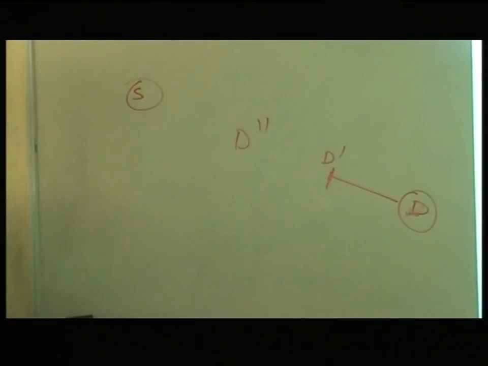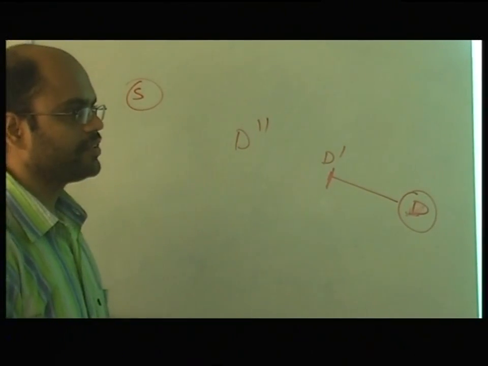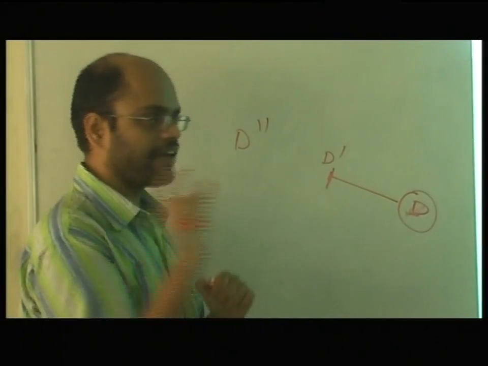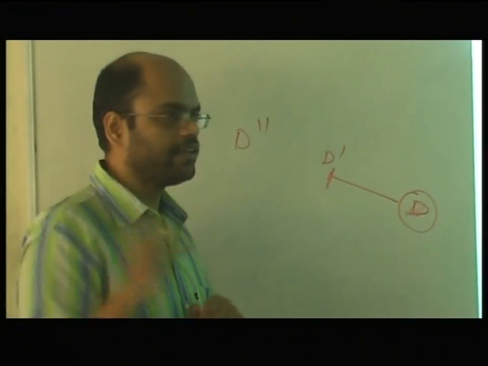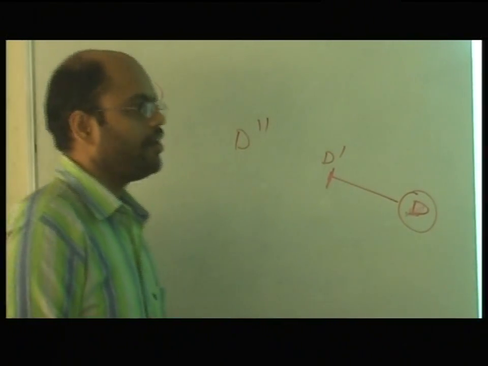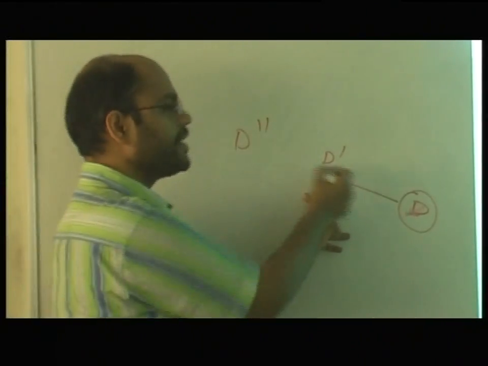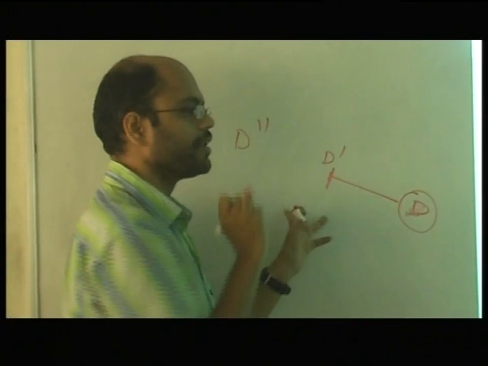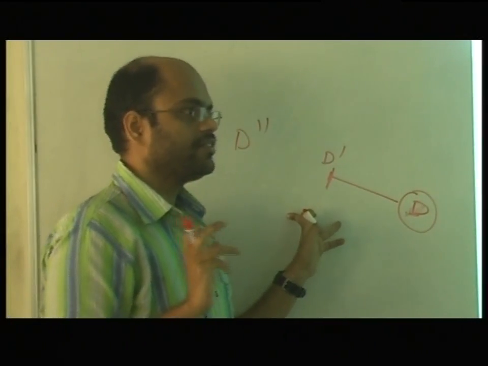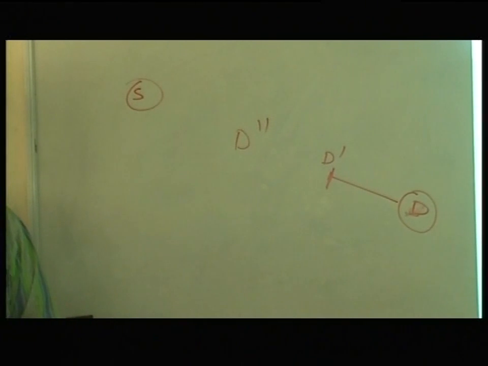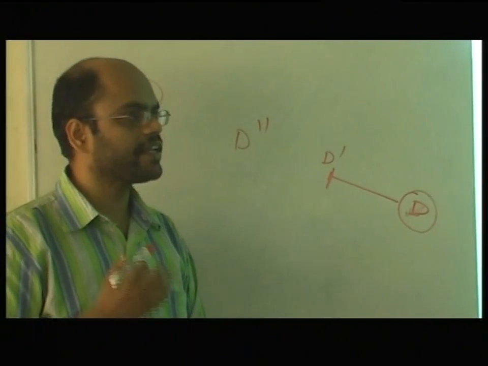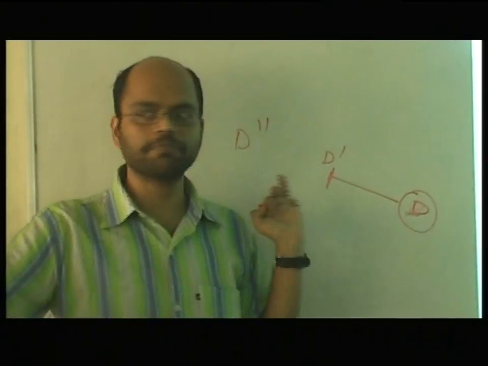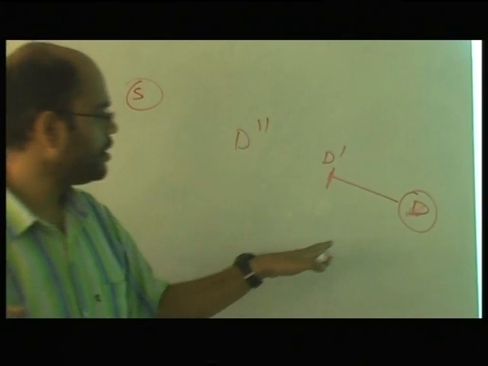D double dash will send it to D dash, and all of them will put their addresses. Right now in the algorithm we are not modifying the packet. Do we have to keep modifying any information? For example, D dash maintains in a state that it received the first copy from D double dash. Every node just maintains one piece of information: from which neighbor I received the first copy of this packet. And the algorithm is now simple. We are running a distributed algorithm everywhere.